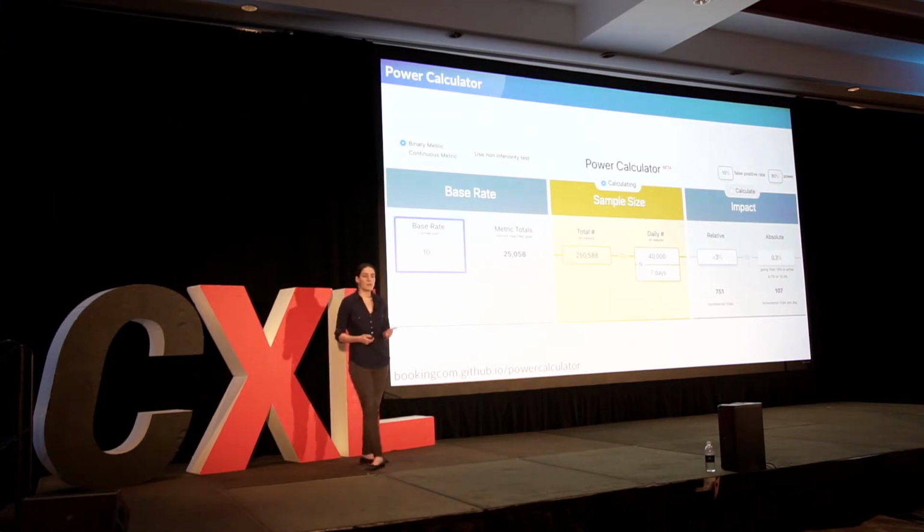We start with what's our current conversion rate on our site. We then say, what's the impact we expect to have? How many people do we have visiting? And finally, it will spit out, you should run your test for 7 days. So again, this means if truly there is a 3% increase from the control to the treatment, there's an 80% chance that you'll detect that if you run your test for a week.